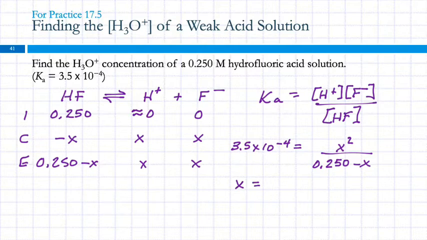Yes, you were very right. So x comes up as 0.00918. So then the hydronium ion concentration, well, the hydronium ion concentration is x here.